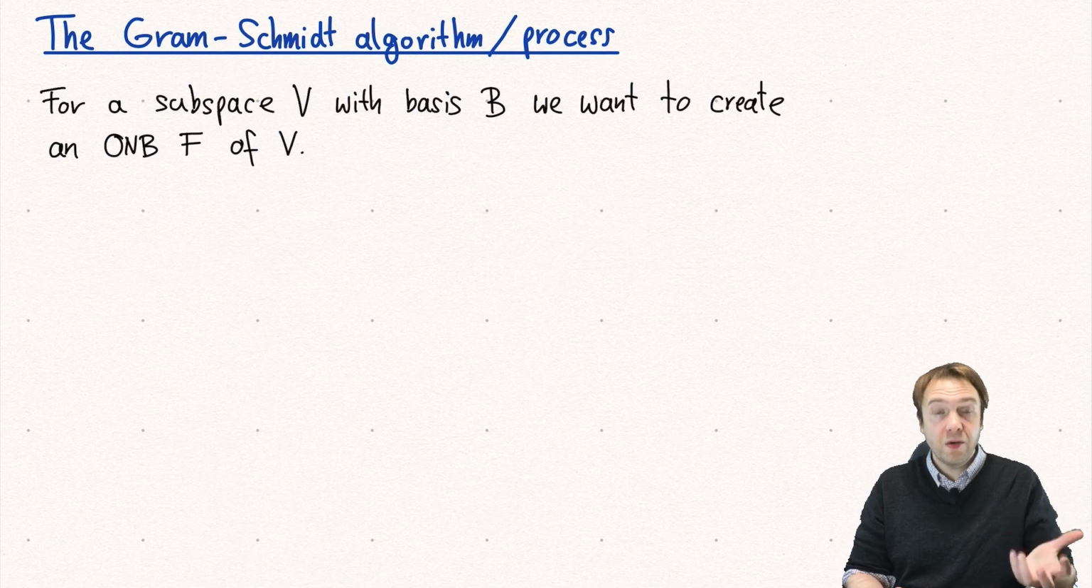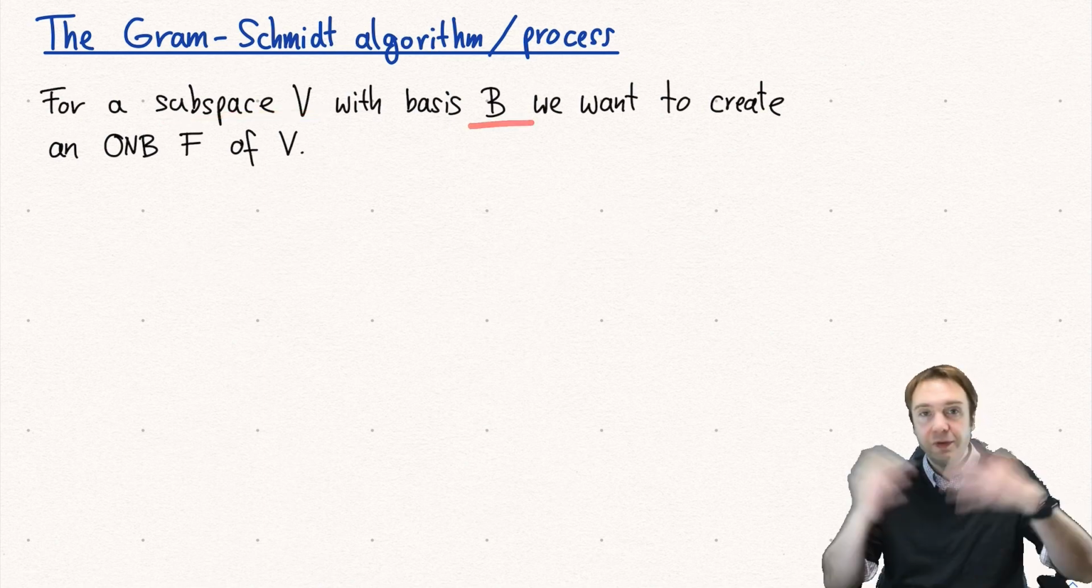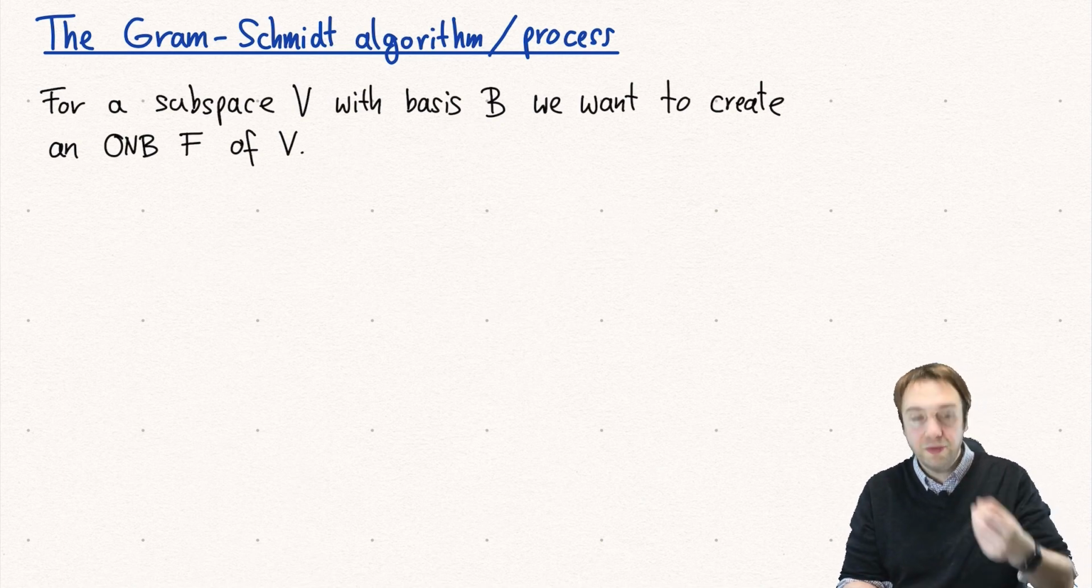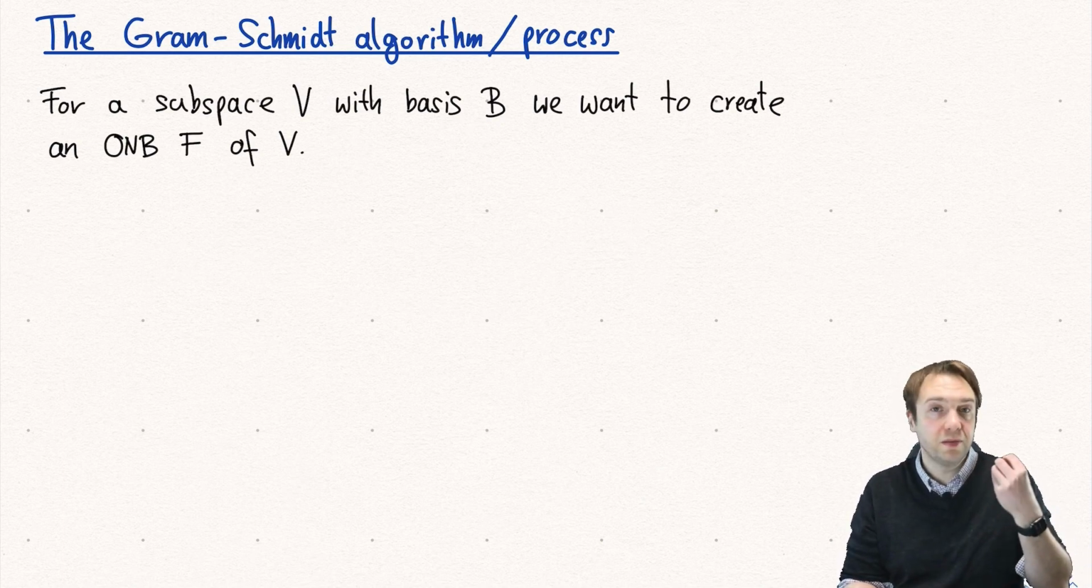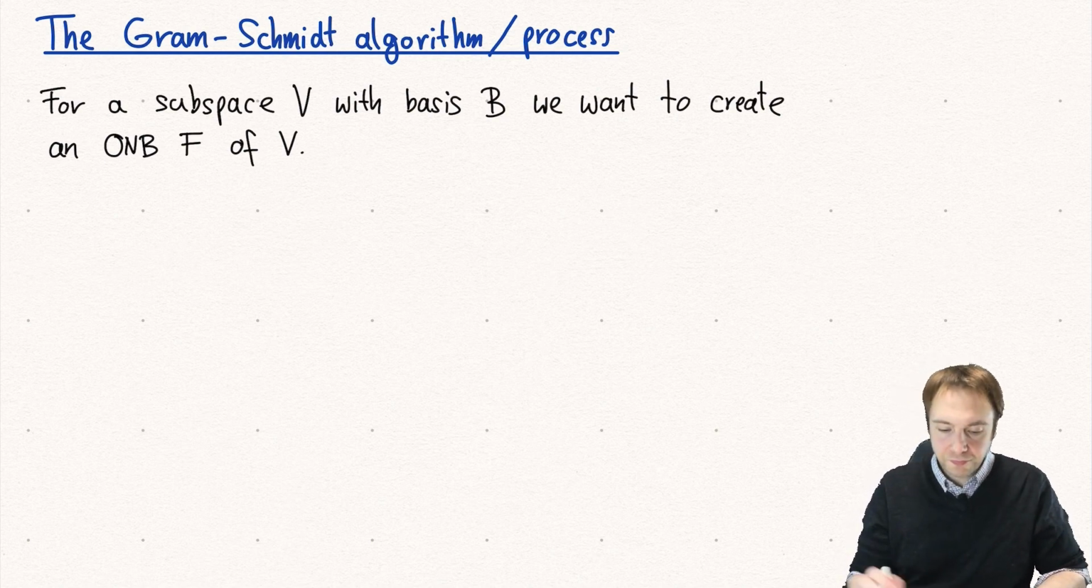And what this algorithm does is, if we have a subspace V with an arbitrary basis, then it gives an explicit way to construct a new basis of the subspace V, which is an orthonormal basis.